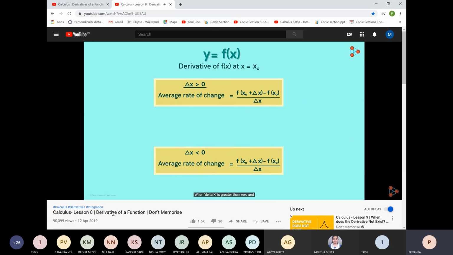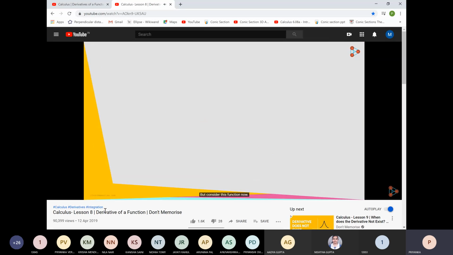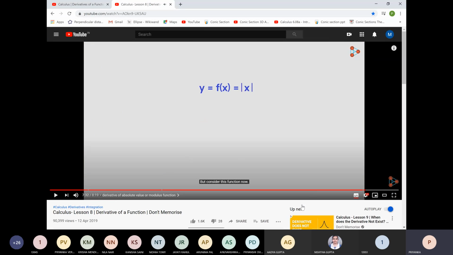When delta x is greater than 0 and when delta x is less than 0. Now when delta x tends to 0, if both these average rates approach the same number, then that number is the derivative of the function at that particular value of x. But consider this function now. Okay, so this function we will discuss later.